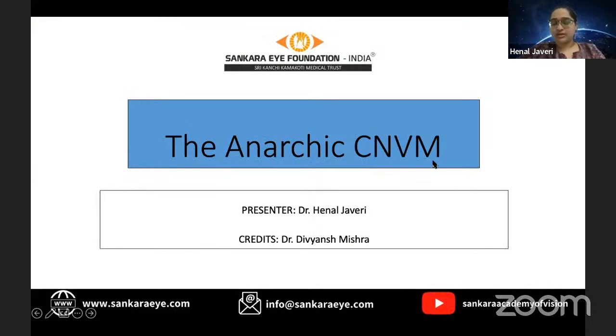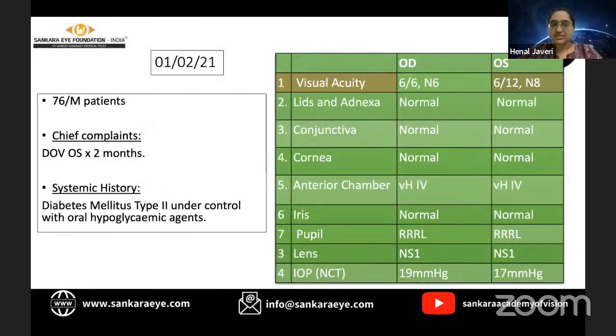Okay. So hello, everyone. I'll be talking on the anarchic, that is the uncontrolled CNVM. So this patient was a 76-year-old male who presented to us with a chief complaint of diminution of vision in the left eye for 2 months. Systemically, the patient was a known case of diabetes mellitus, which was under control with oral hypoglycemic agents. Visual acuity in the right eye was 6/6 N6, while left eye had 6/12 N8. Rest of the anterior segment findings were unremarkable.